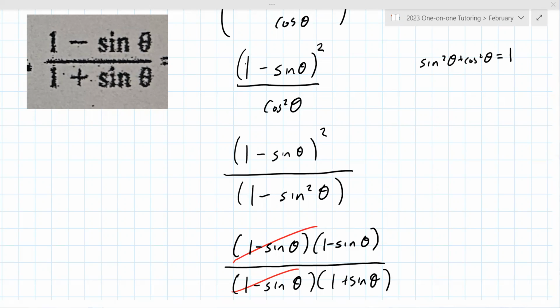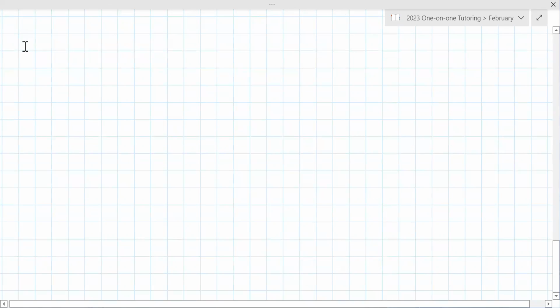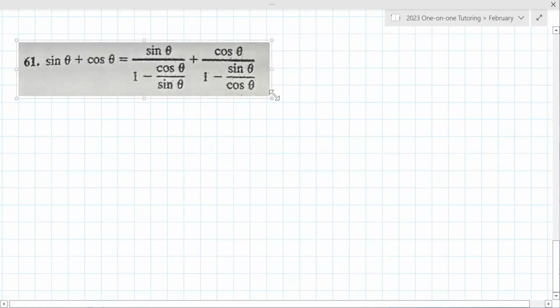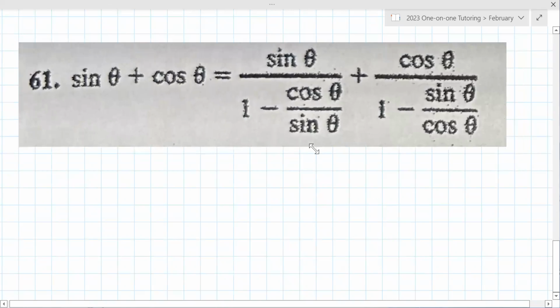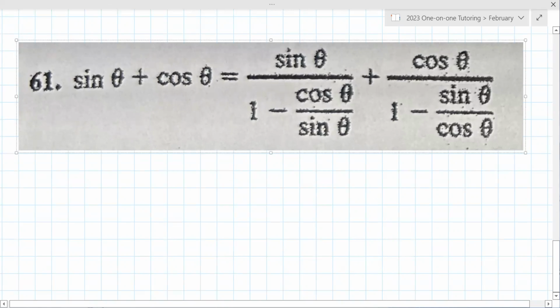60, 61. Next one. Just want to do them in order. Okay. All right. So I think you're clearly going to work on the right side here. Not much debate on that. What do you see? What makes sense to you to do here on the right side?